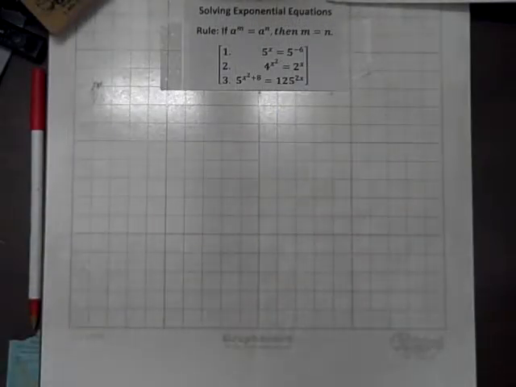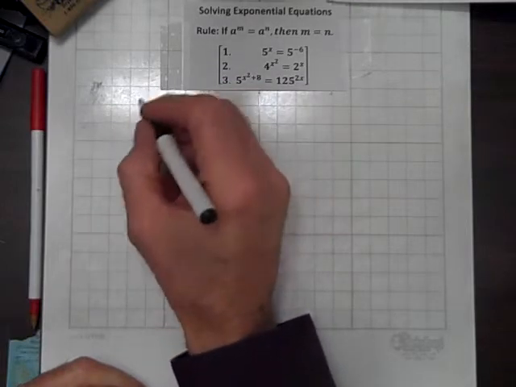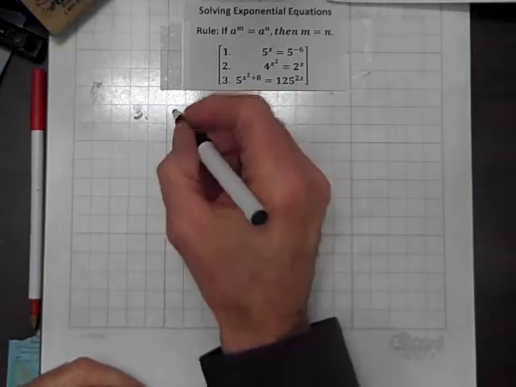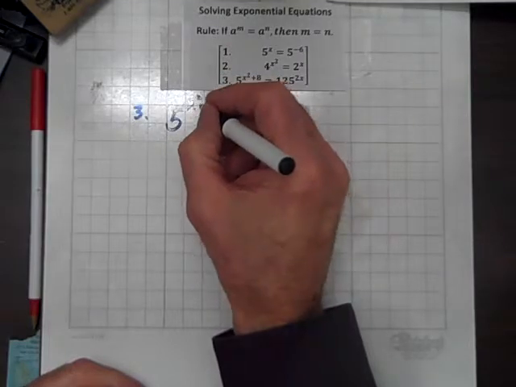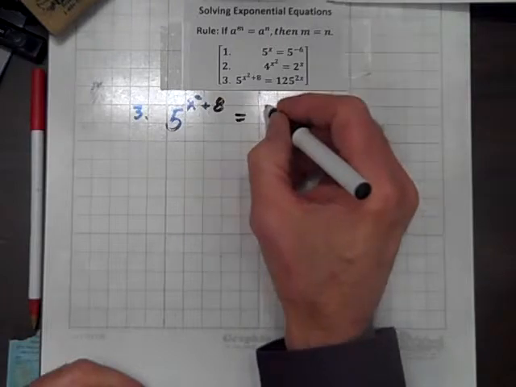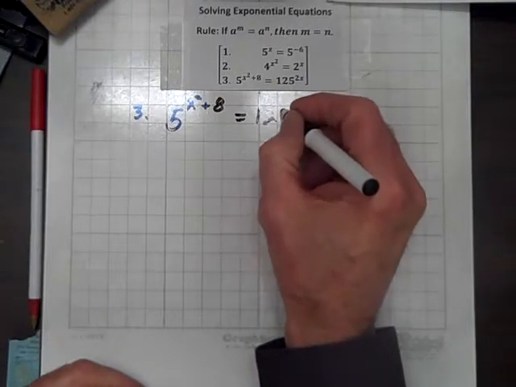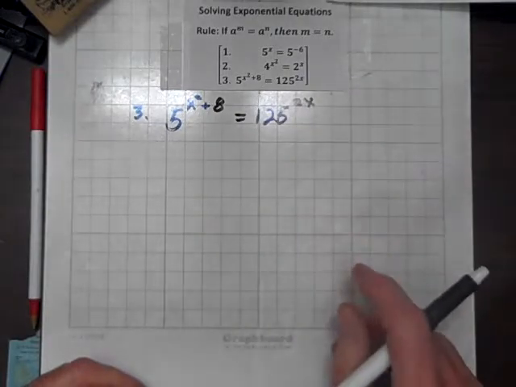We've got one more exponential equation to resolve. Number 3 here. So let's get her done. 3. We have 5 to the x squared plus 8 equals 125 to the 2x.